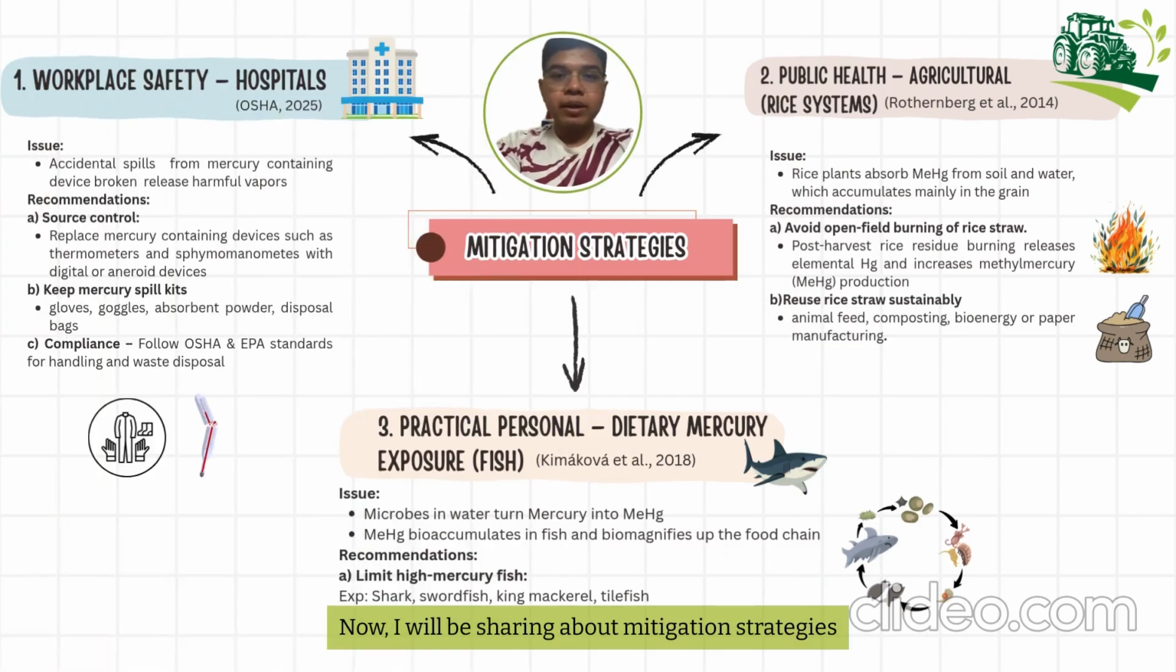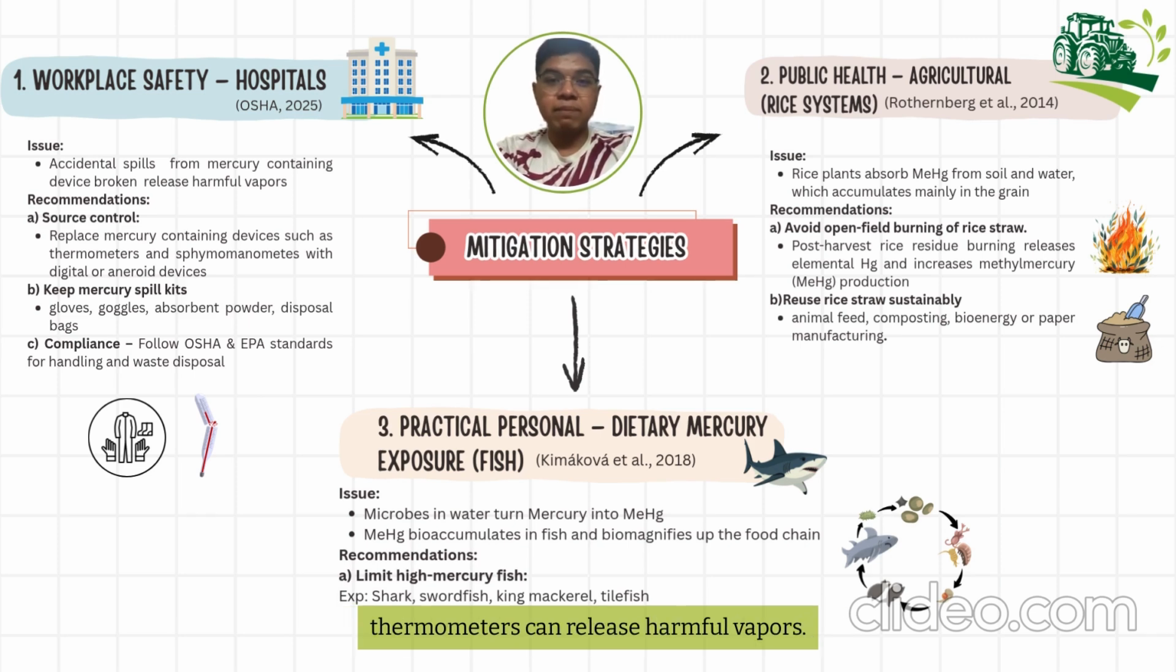Now I will be sharing about mitigation strategies to minimize exposure to mercury in different settings. First, in hospitals, mercury spills from devices like thermometers can release harmful vapors. To prevent this, we should replace mercury devices with digital ones, keep spill kits ready, and follow safety standards by OSHA for proper handling and waste disposal.